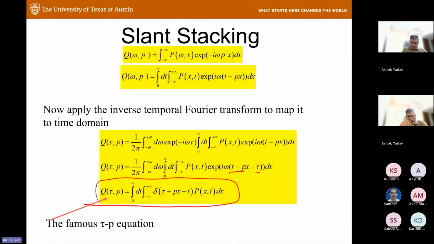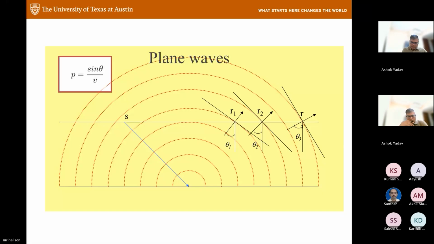So you take the data and you apply this transform, and that gives you a tau p gather. So here is a plane wave, and then we have these different angles, and these are different tangents. These are different plane waves corresponding to those angles. And this p is essentially sine theta over v. Okay, this is also called horizontal slowness.